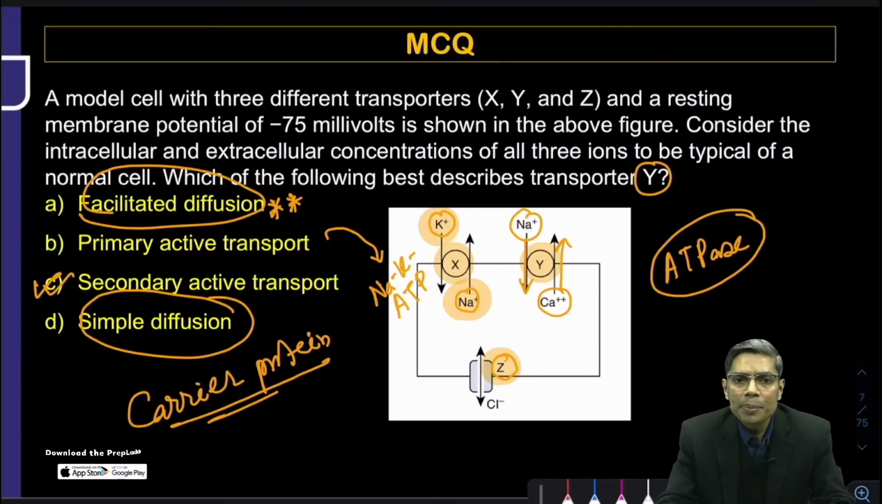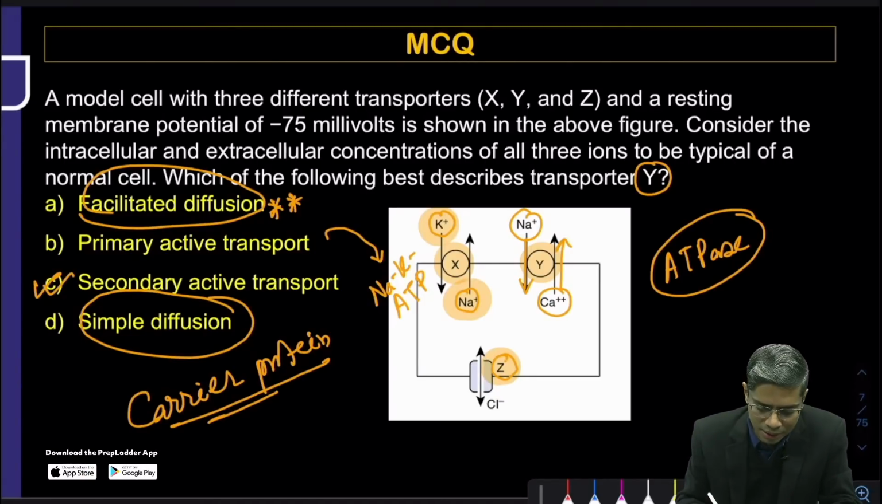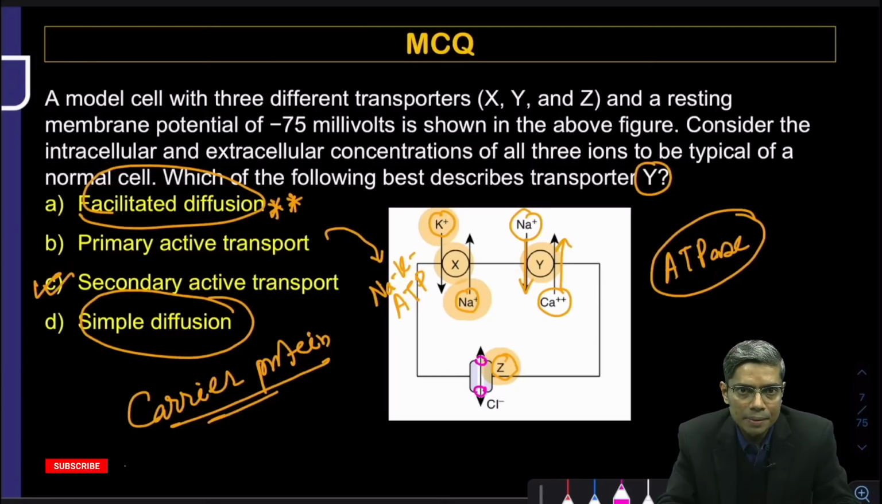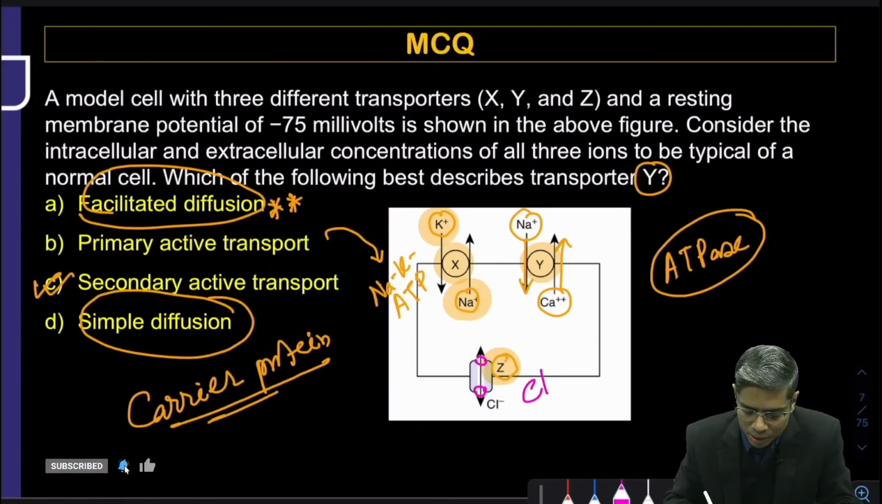Is Z a carrier protein? No, Z is not a carrier protein. What can I find out here? Yeah, very good. So what I can find out here is that Z contains a lumen. Through this lumen, or you can say this pore, a molecule can go in a bidirectional manner, right? So this is typical of a channel.